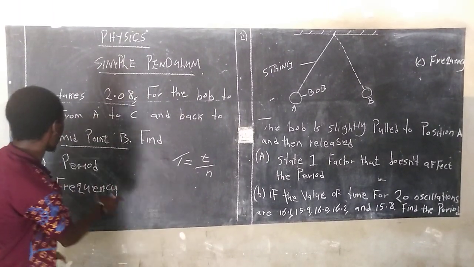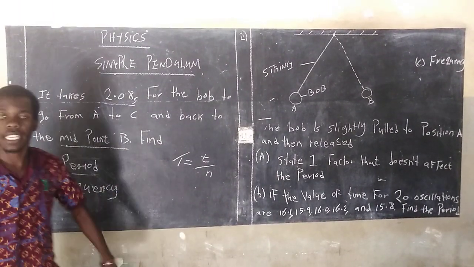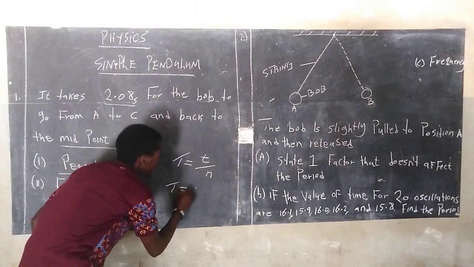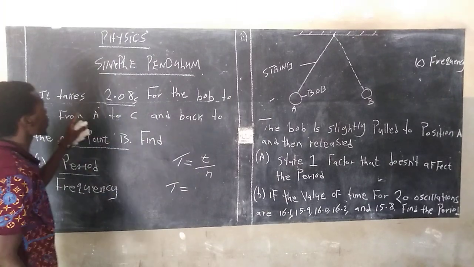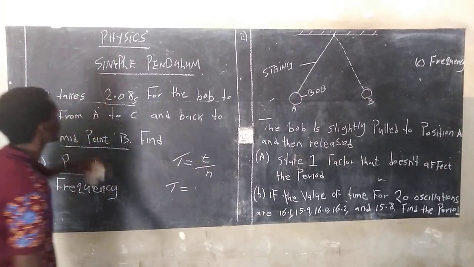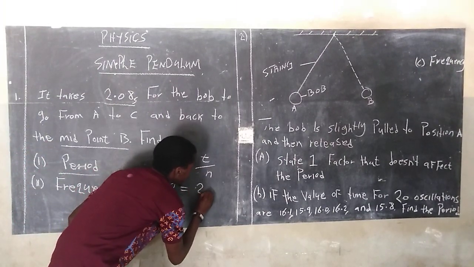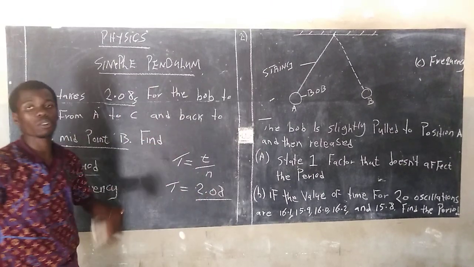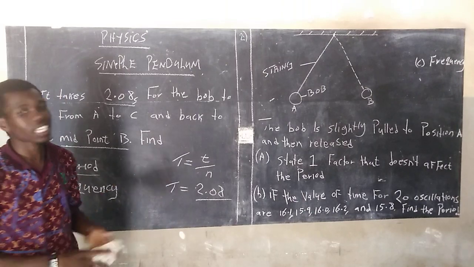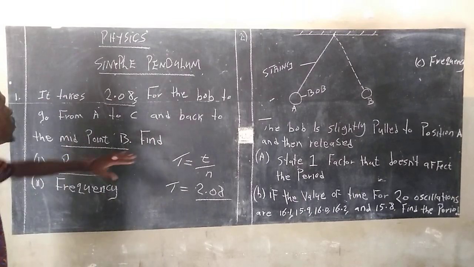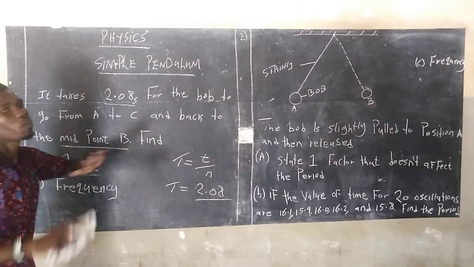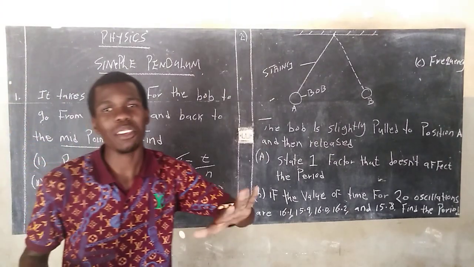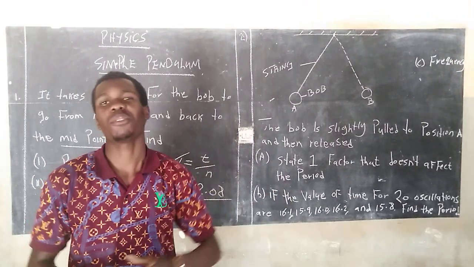Let's continue. We are finding the period of the pendulum. So period is equal to the time, which is 2.08, over the number of oscillations. Now, what's our number of oscillations? Have we been given the number of oscillations here? We haven't. So the question is, how are you going to come up with the number of oscillations?